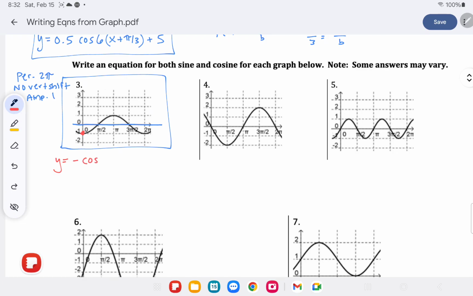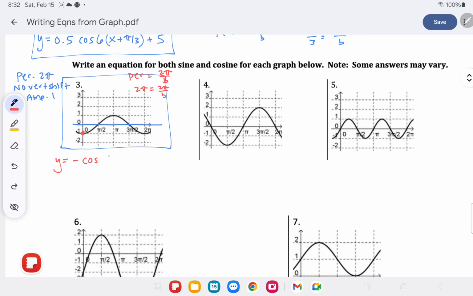To figure out b, again, our period is 2 pi. So we're going to do the same thing that we did for the first two problems here. Period is 2 pi divided by b. And so since our period was 2 pi, that means b is just 1.